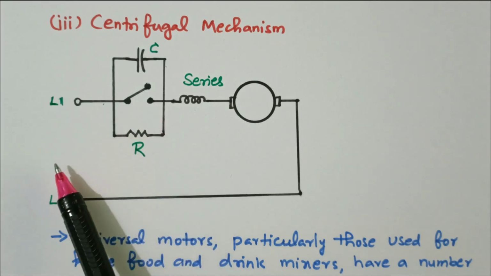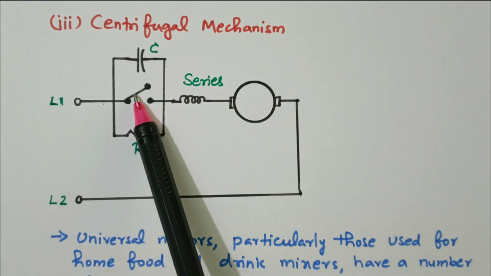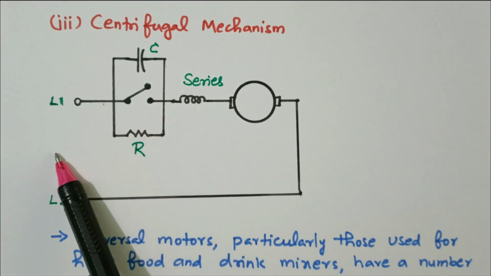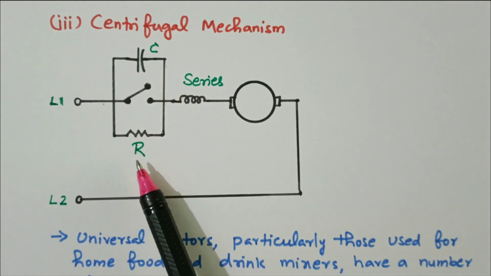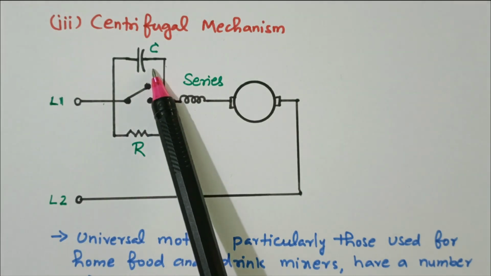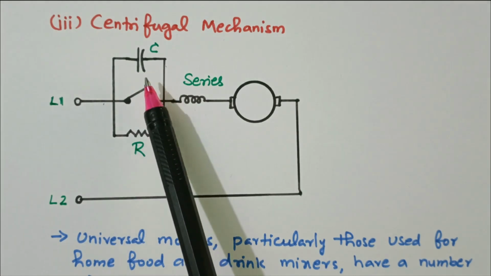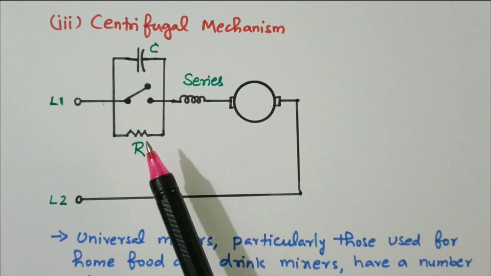So the external lever is there. By using the lever, we can open or close the switch. Not only centrifugal mechanism, it can be controlled externally also. So on one side the capacitor is connected, on another side the resistor is connected. This capacitor, during high speed, any sparking that is there will be reduced by the capacitor.